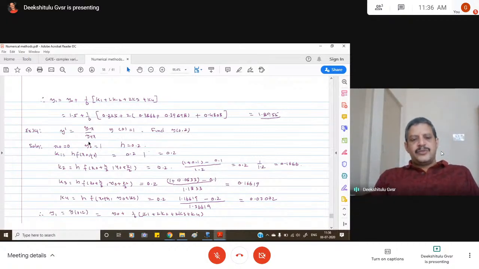So k1 is equal to h into f of x naught, y naught. h is 0.2 into f of x naught, y naught, which means y naught minus x naught by y naught plus x naught. y naught is 1, x naught is 0. So 1 by 1, that is 1.